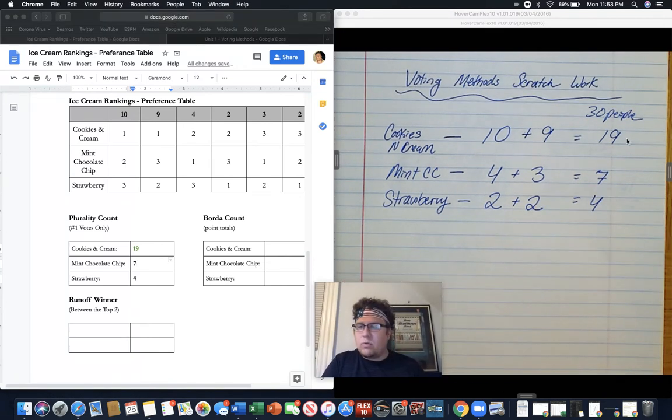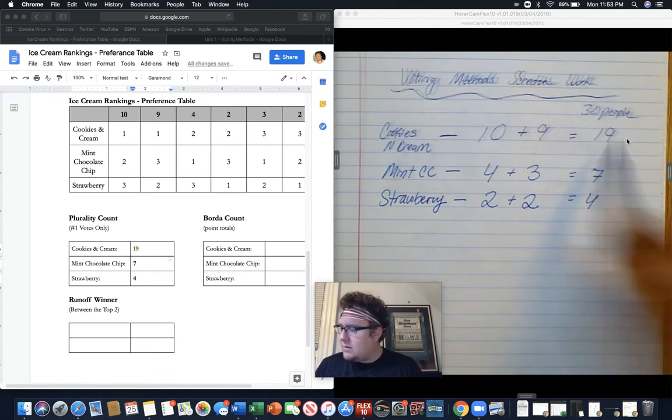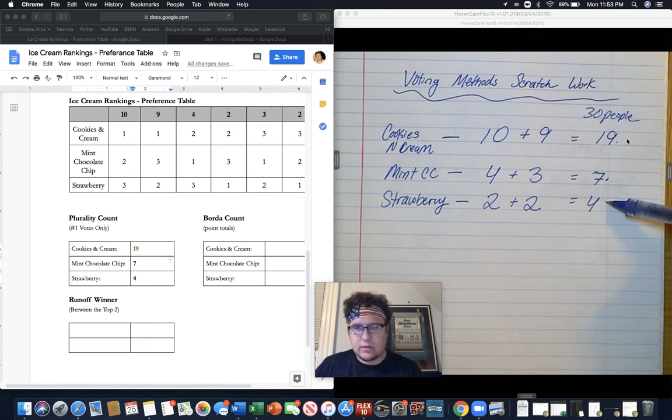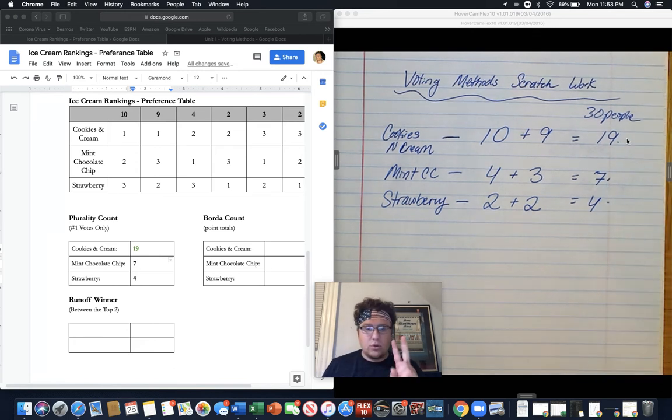Perfect. So we had 19 people say cookies and cream was their top choice, and then mint chocolate chip was second, and strawberry was third with 4. Now, two things we need to think about here. Who was last, and did the winner get a majority?